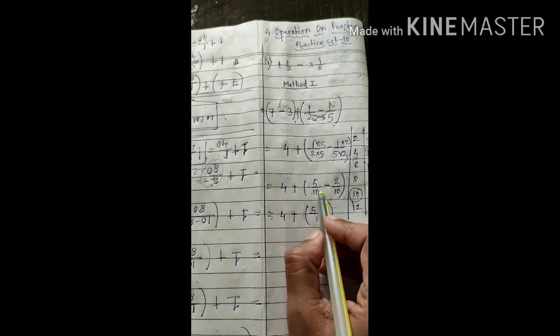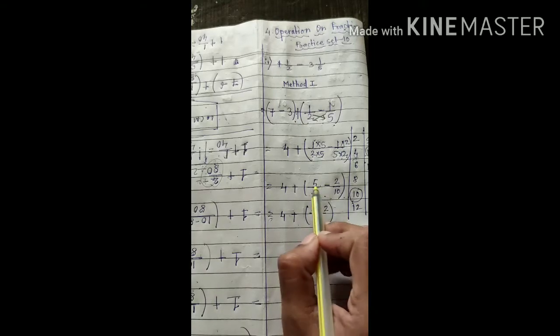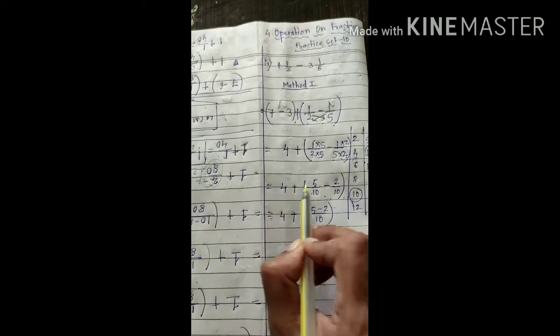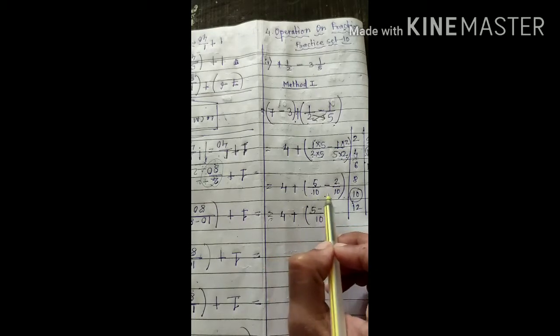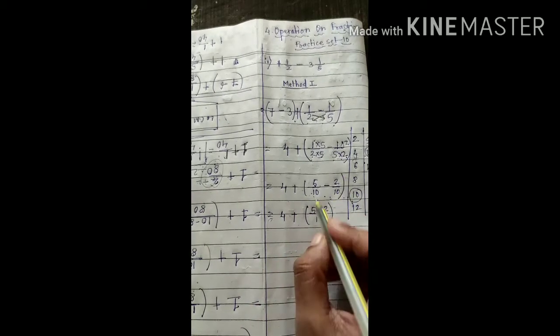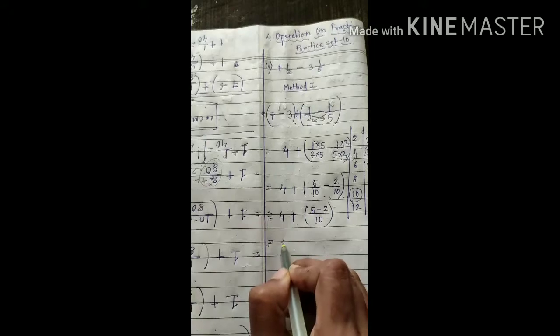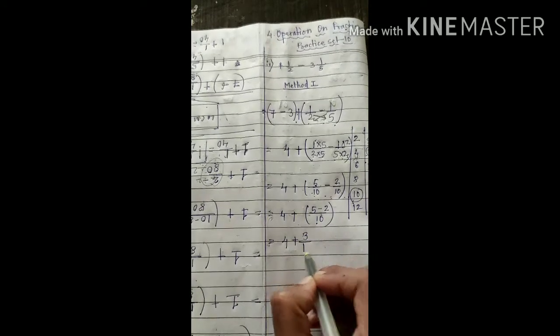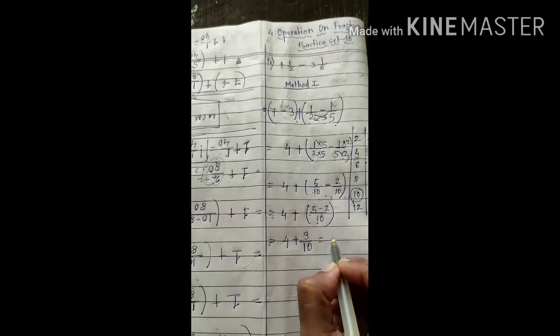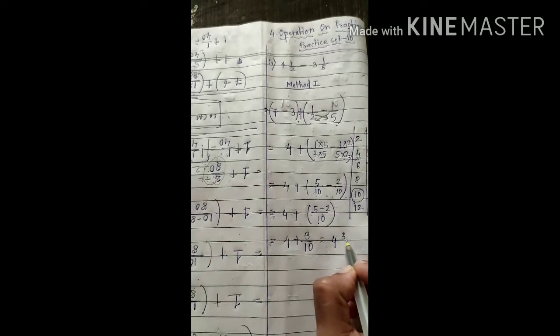See students, again I tell you, only subtract the numerator. You only have to subtract the upper numbers. Don't subtract the denominator. Don't do 10 minus 10. You don't subtract these numbers. Okay, you write this 4. 5 minus 2 how much? 3 upon 10. So 4 3 upon 10.